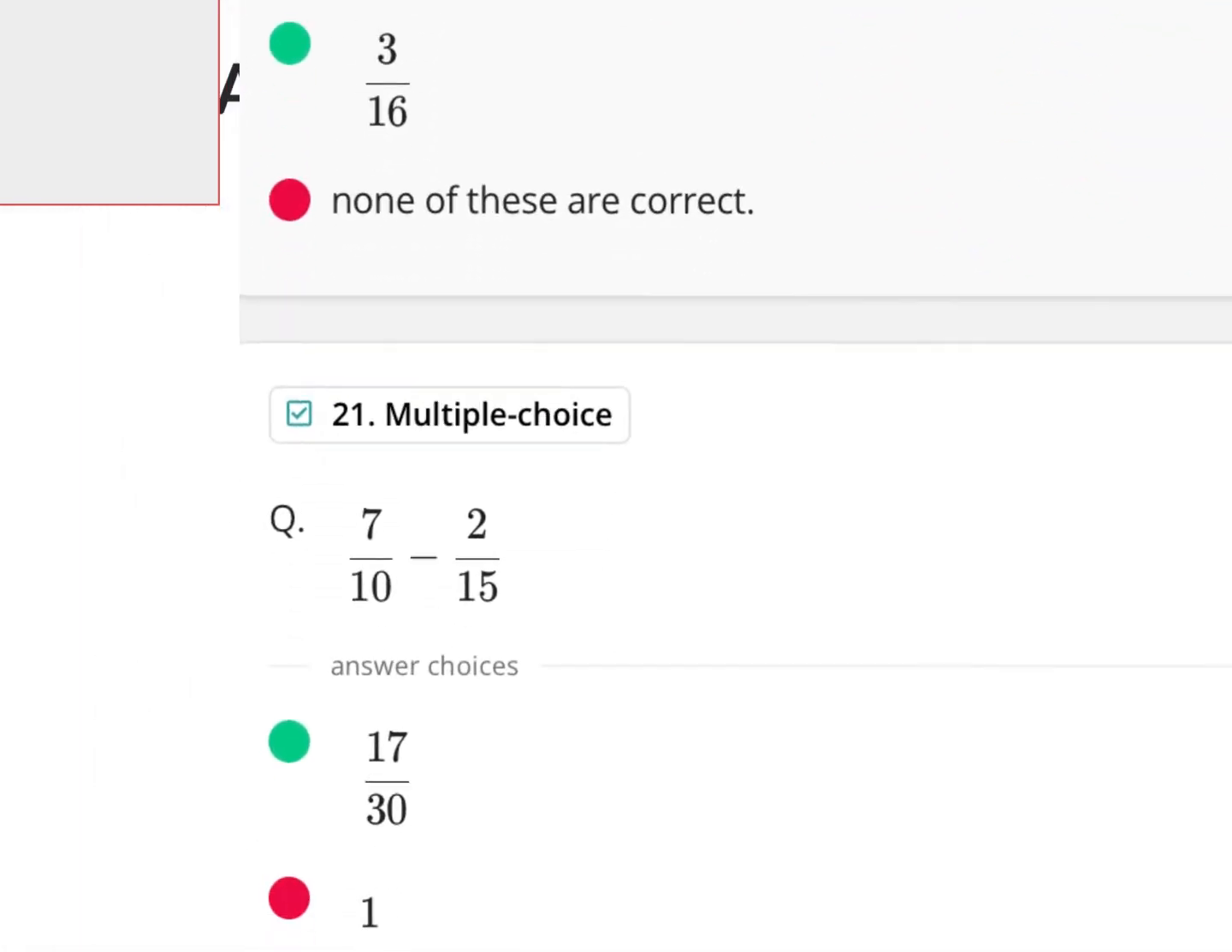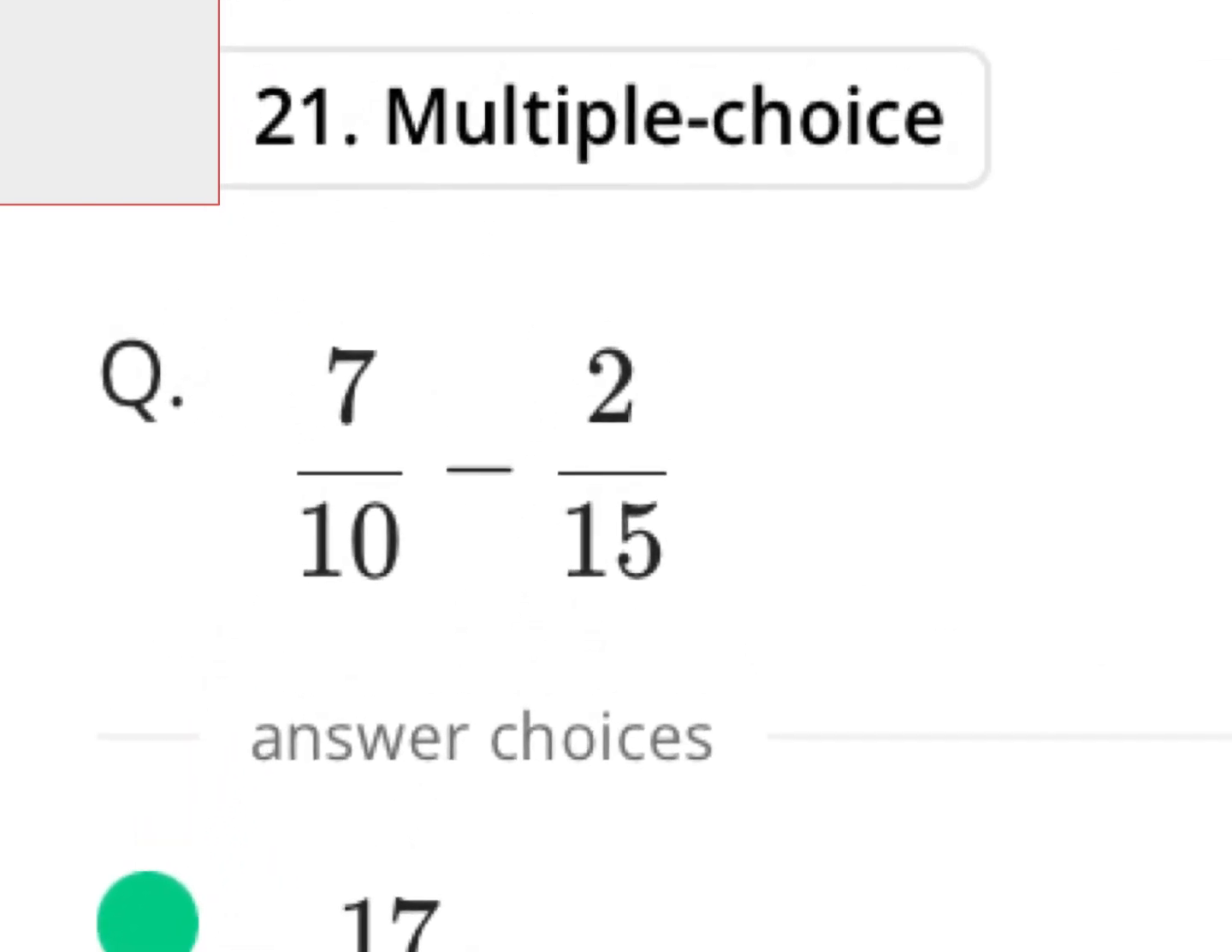Multiplying is way easier because you just multiply top with the top, bottom with the bottom. So for example, if this said multiply 7/10 times -2/15, the answer would be -14 over whatever 10 times 15 is, which would be -14 over 150, and then you reduce. But anyways, we're not multiplying. Right here, we are subtracting, and we need a common denominator.